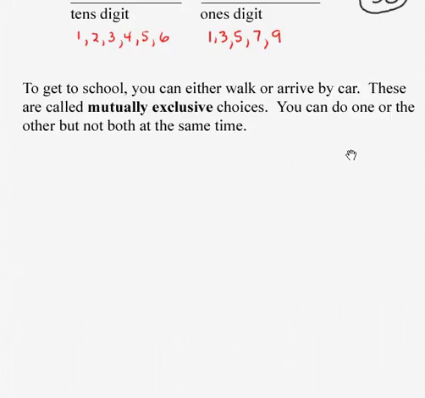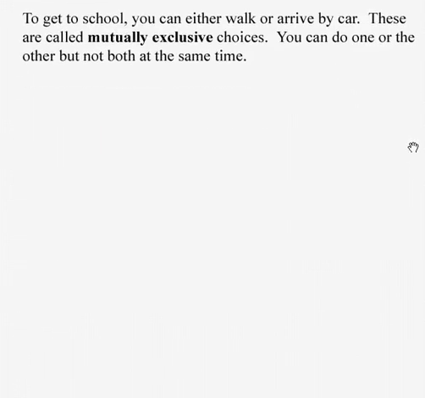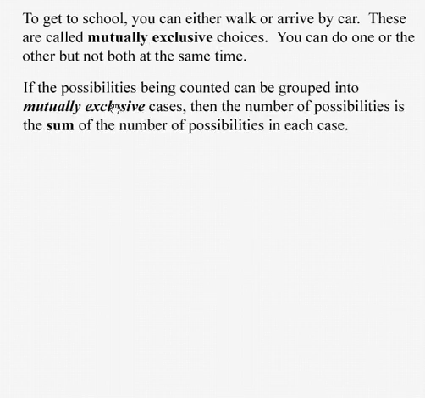Now, to look at something a little bit different, we have something we call mutually exclusive choices. So when you go to school, you can walk or arrive by car. Hopefully you're not walking inside the car. So that would be called a mutually exclusive choice. You're doing one or the other. You cannot do both of them at the same time.